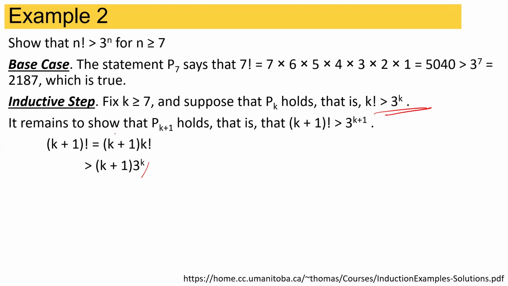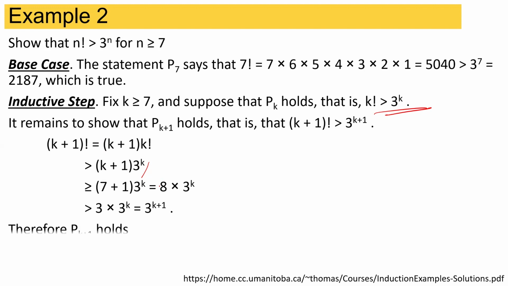We also know that k is greater than or equal to 7. So, replacing k by 7, we can say this is greater than or equal to 7 plus 1, that is 8, times 3 power k. Now this value 8 is greater than 3. So we get that it's greater than 3 times 3 power k, that is 3 power k plus 1. So Pk plus 1 holds. And so by the principle of mathematical induction, we have proved that n factorial is greater than 3 power n for n greater than or equal to 7. Well, what happens if n is less than 7? You can check that this does not hold. Try out the math and have a look.